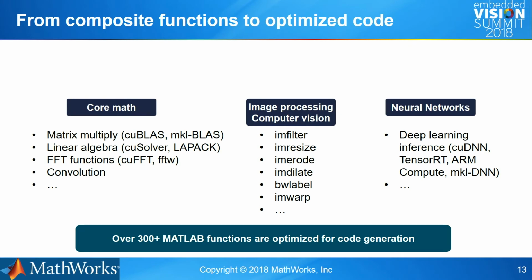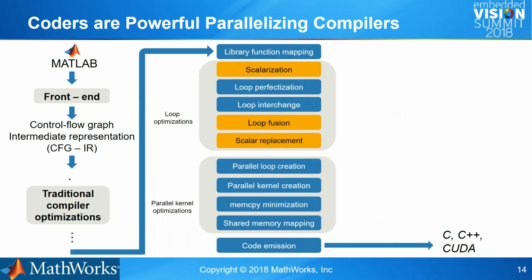And in addition, many of the toolbox functions that are available with MATLAB, for example, in image processing, computer vision, or neural network toolbox, there's a whole array of different functions which enable you to write your application code. And these are highly optimized when you generate code for them. And they're highly optimized for the platform of your choice. So to put it together, our code generation tools are essentially parallelizing compilers. And it involves a whole stack of compiler transformations, including the traditional ones, but specifically transformations which work on loops, allow you to fuse loops, which means fuse kernels together, and generate highly optimized parallel code.